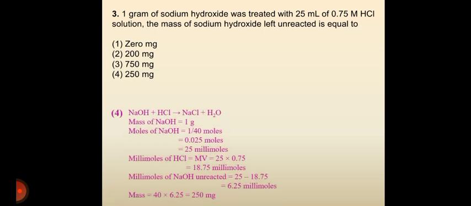Here, 1 mole of sodium hydroxide reacts with 1 mole of HCl to give 1 mole of sodium chloride and 1 mole of water. The mass of sodium hydroxide taken is 1 gram. So, the number of moles will be 25 millimoles. And the number of moles of HCl will be 18.75 millimoles. Since 1 mole of sodium hydroxide reacts with 1 mole of HCl, the amount of unreacted sodium hydroxide will be 6.25 millimoles. So in terms of mass, it will be 250 milligram.